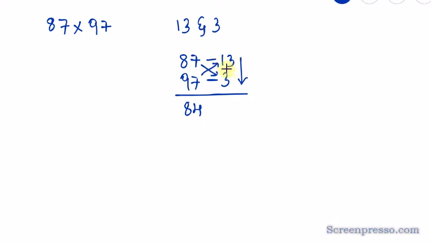Here 13 into 3 is nothing but 3 ones are 3, 3 threes are 9, that is 39. The answer is 8439. You can do this in a fraction of seconds. So we'll see some more examples.